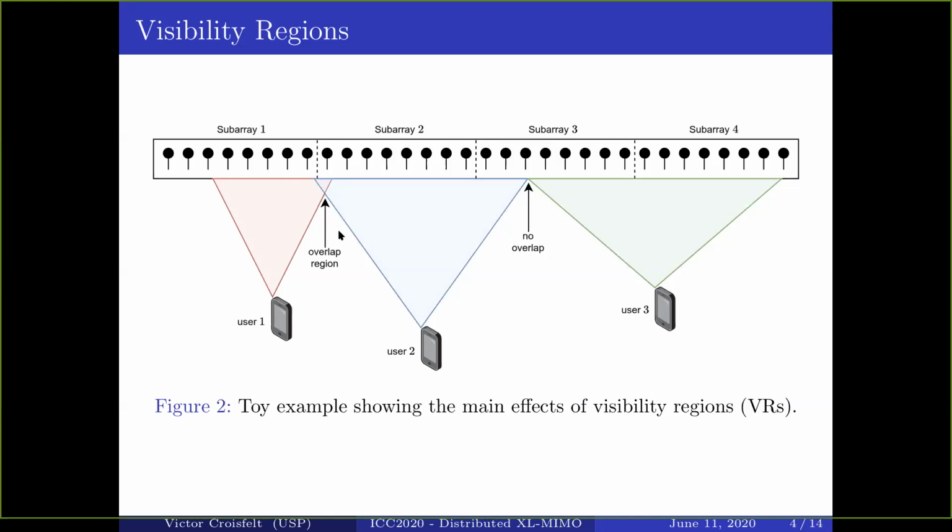It's important to note that some visibility regions can overlap, like this one here, which trivially gives rise to interference among users. So the key idea here is to note that a set of antennas do not need to be activated in a given communication instance.